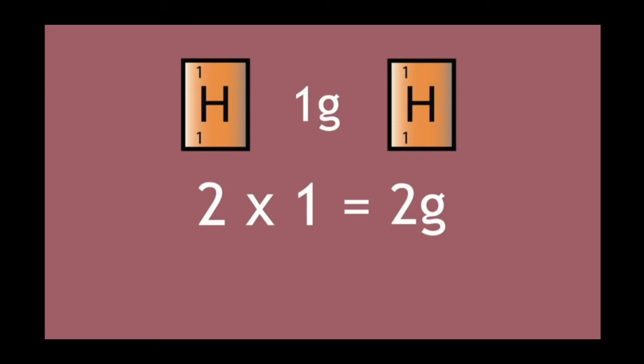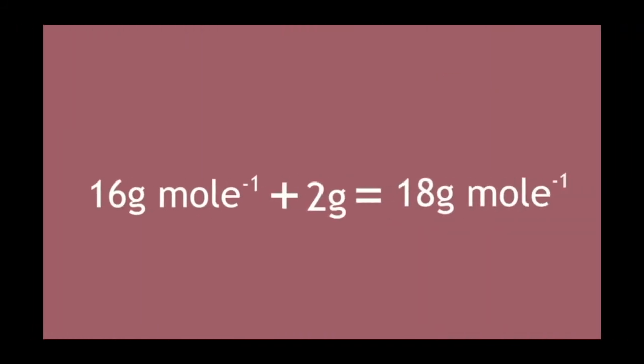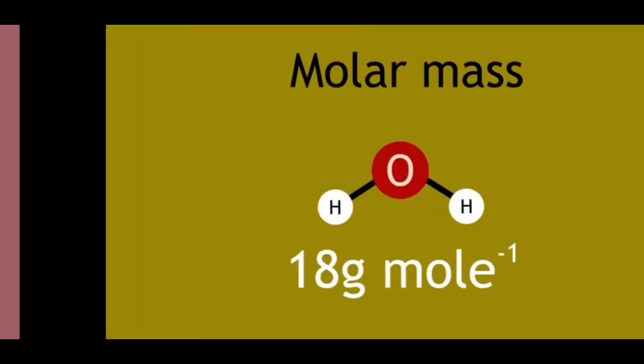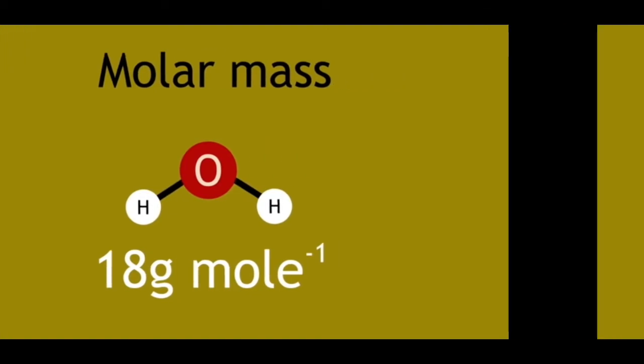There are 2 hydrogen atoms. Each has an atomic mass of 1 gram. So, 2 times 1 equals 2 grams. And the atomic mass of oxygen is 16 grams. So, 16 plus 2 is equal to 18 grams. Hence, the molar mass of water is 18 grams.